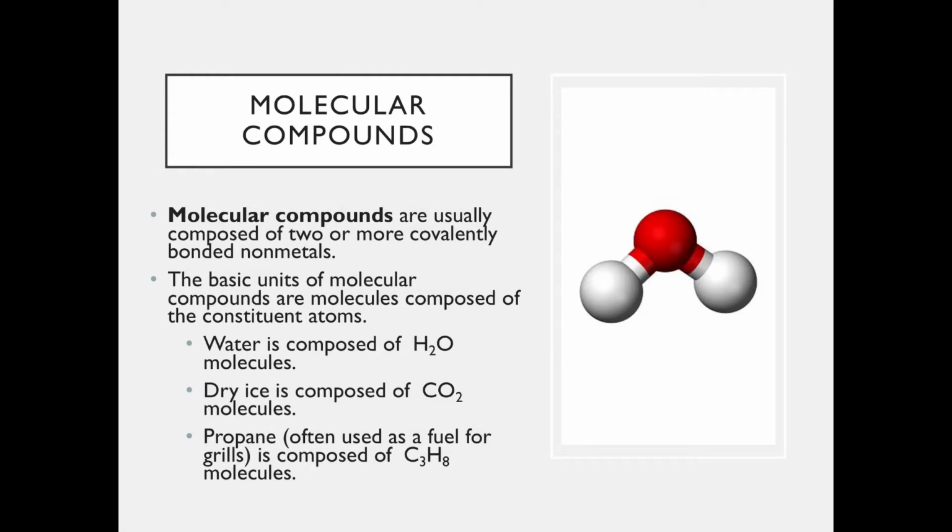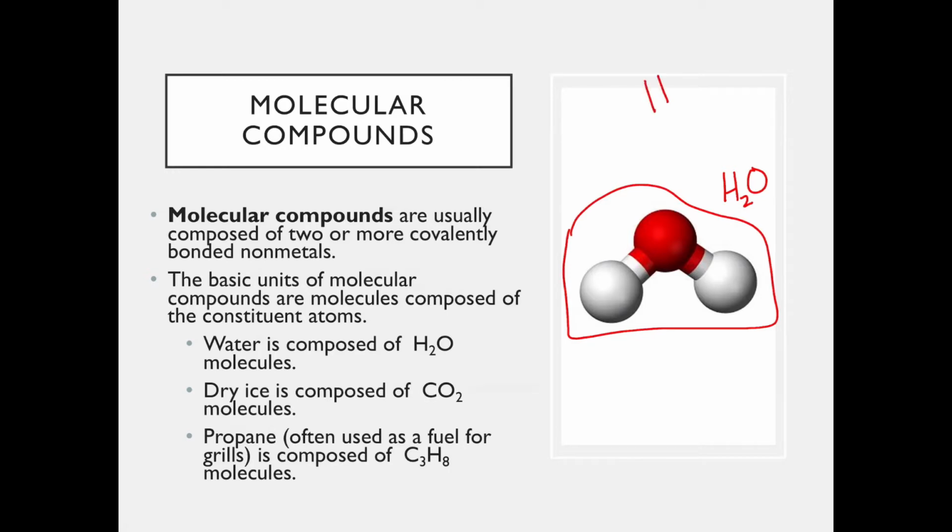So molecular compounds are usually composed of two or more covalently bonded nonmetals. The bonds in them we call covalent bonds, and as a whole we call it a molecular compound. And so we have water or dry ice, propane, but unlike what we saw in the ionic compounds, where it's telling us a ratio for some big, huge salt crystal, when we say H2O, we mean there are two hydrogens and one oxygen, and that is it. It's just this one molecule here.